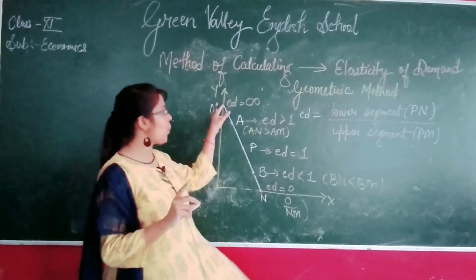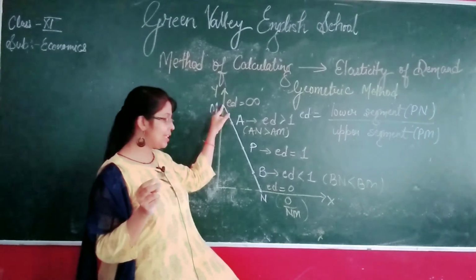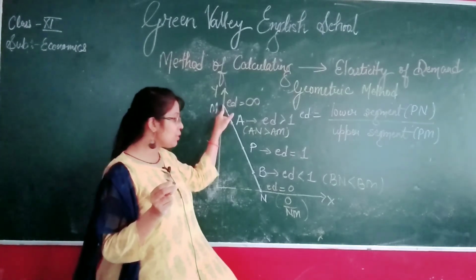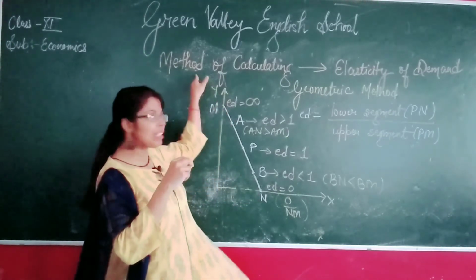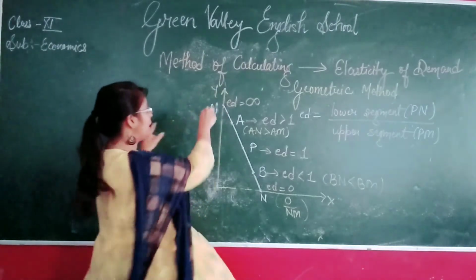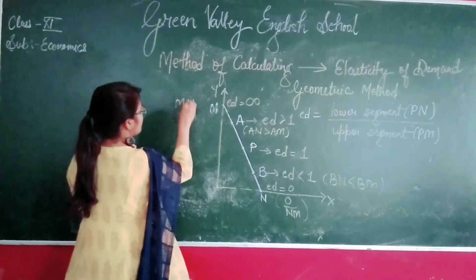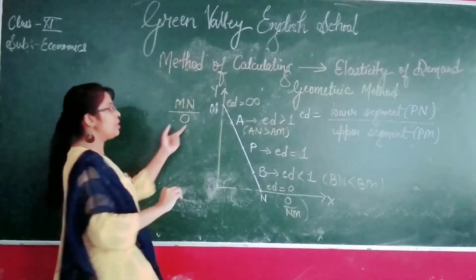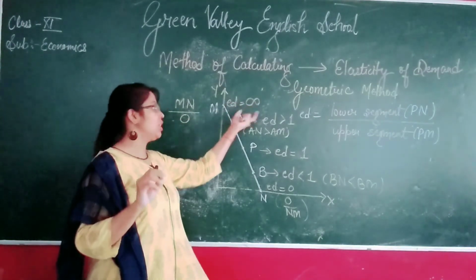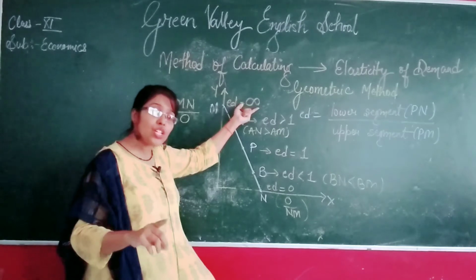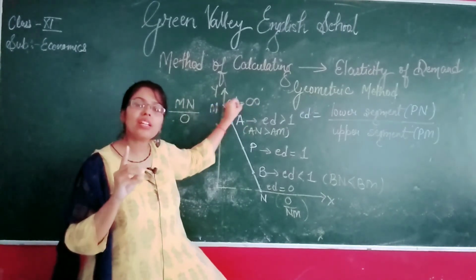Now at point M, what? Is there any lower segment? Yes. So here the lower segment is Mn, and there is no upper segment, we are not going above M. So here at point M, Mn upon 0, which will result in, if any real number is divided by 0, it results in infinity. So that is why Ed is equal to infinite. And one thing more, when the demand curve touches the y-axis, Ed is infinite.